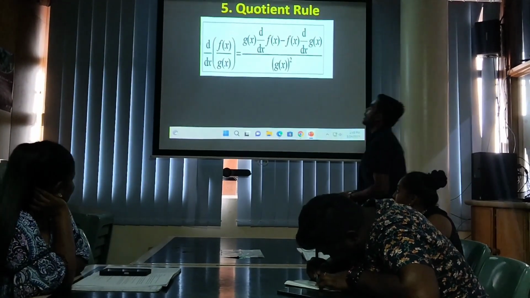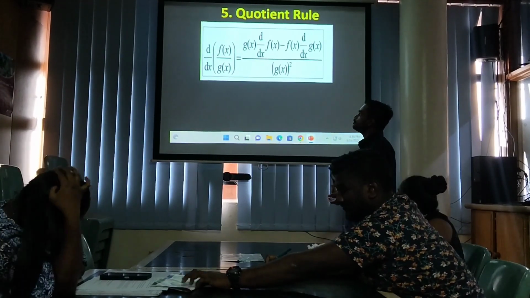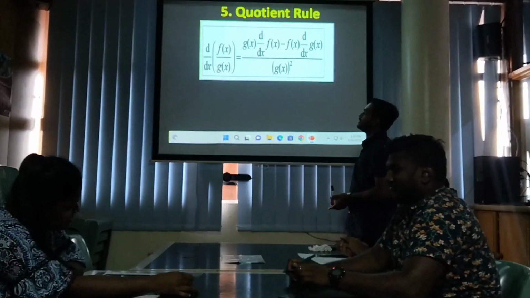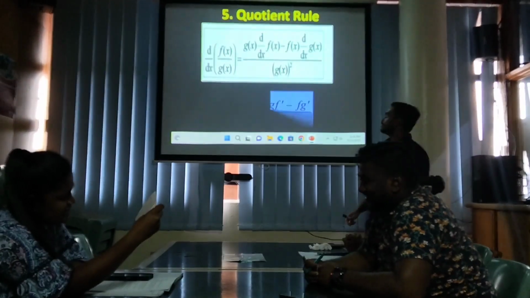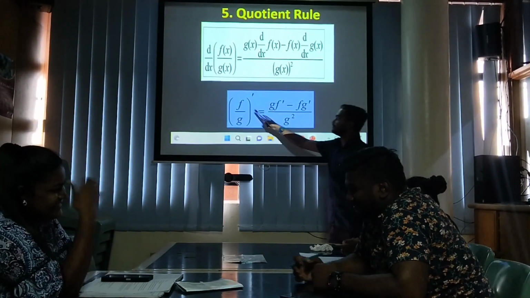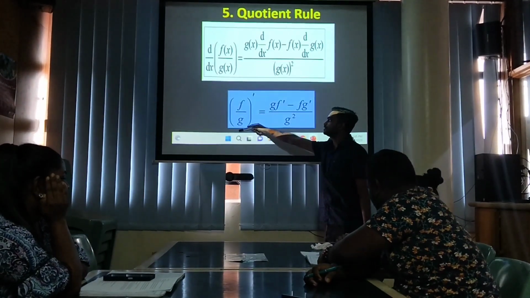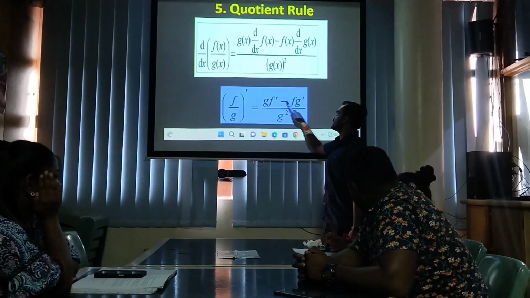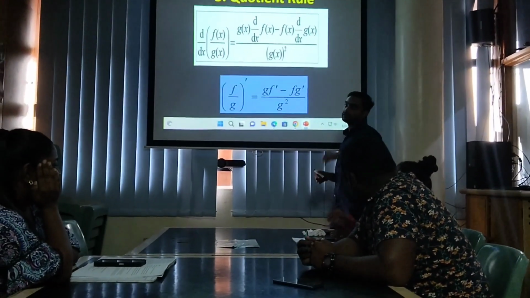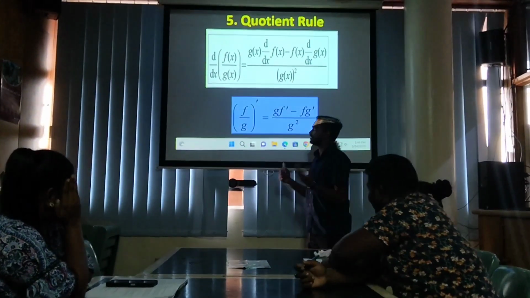Our fifth rule is the quotient rule. The quotient rule is simply a very short method for a function f divided by g. The derivative equals f dash multiplied by g, minus f multiplied by g dash, divided by g squared. You must be wondering what I'm saying, but let's do an example.